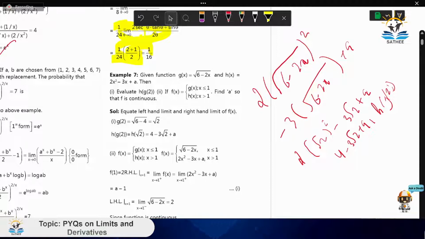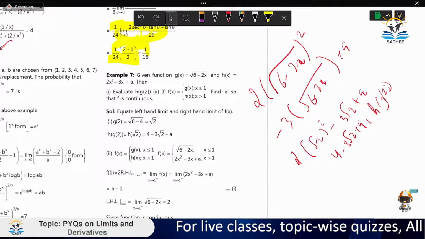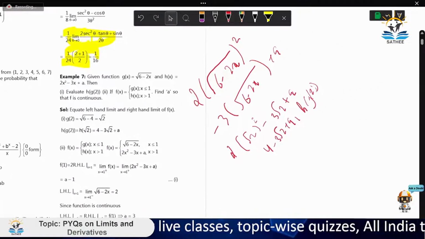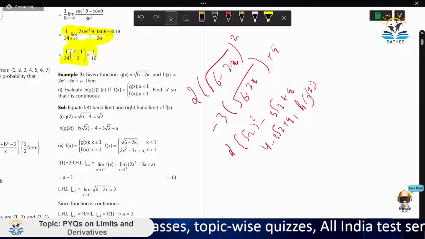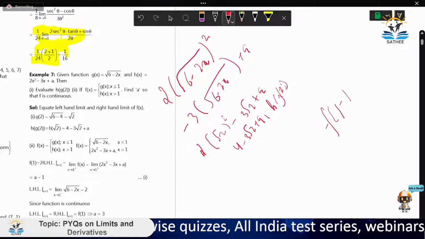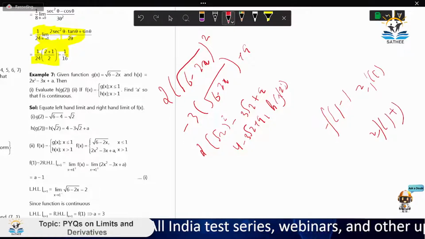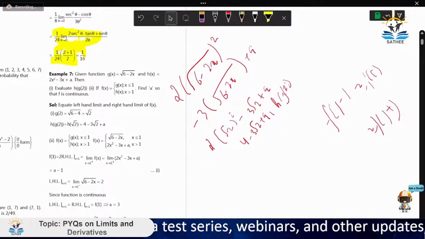Okay. And now calculating the f of x. So f of x says that it is equal to g of x when x is less than or equal to 1, and it is equal to h of x when x is greater than 1. So we have to find a such that f is continuous. For f to be continuous, f of 1 minus should be equal to f of 1, and should be equal to f of 1 plus. So let us see what it looks like.